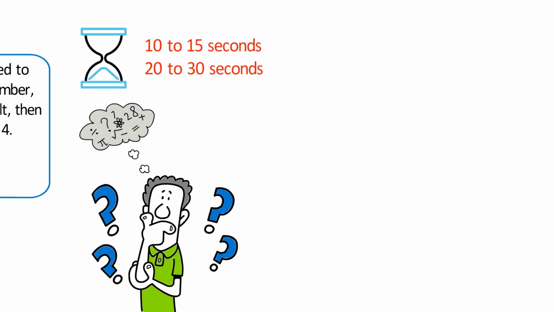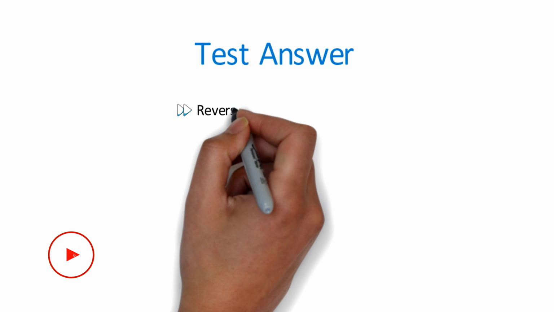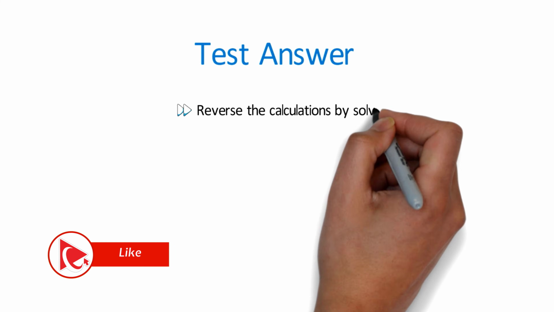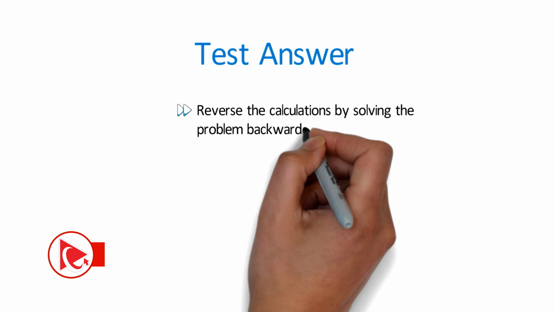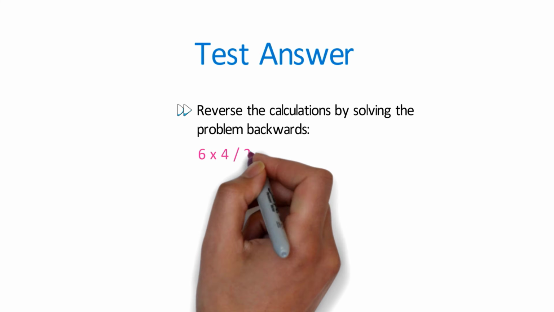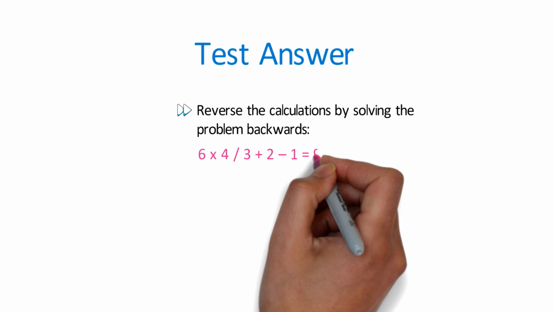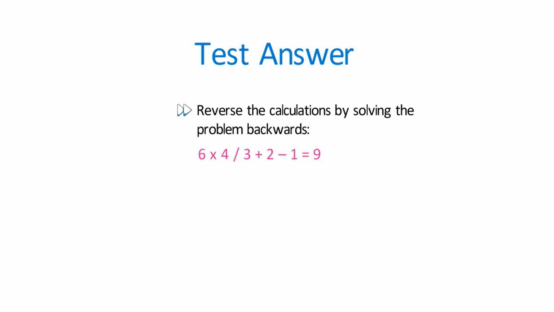these types of challenges. The best way to solve these types of challenges is to reverse the calculation by solving the problem backwards. So what we can do, we can multiply 6 by 4, then divide by 3, add 2 and subtract 1. And the result of these calculations is 9.